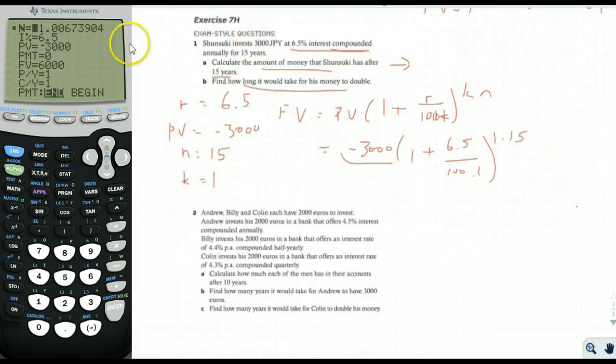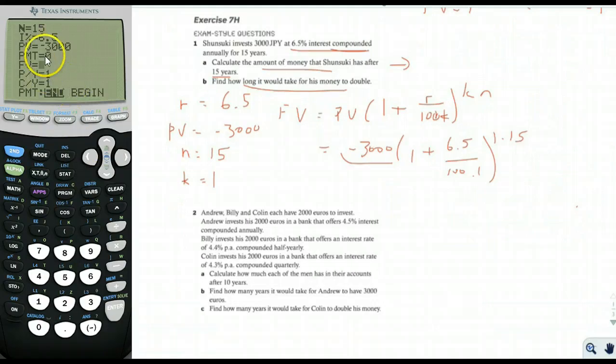So now we're just going to put some of these numbers into the calculator. N is going to be 15. The interest, which is the same thing as R, is going to be 6.5. Present value, we're going to put negative 3,000 because this money is leaving Shunsuke's wallet. So we'll put negative 3,000 because it's leaving. Payment we don't use. Future value, we don't know what it is because it's asking us what the future value is. How much money does he have after 15 years? And then the number of compounding is going to be 1.